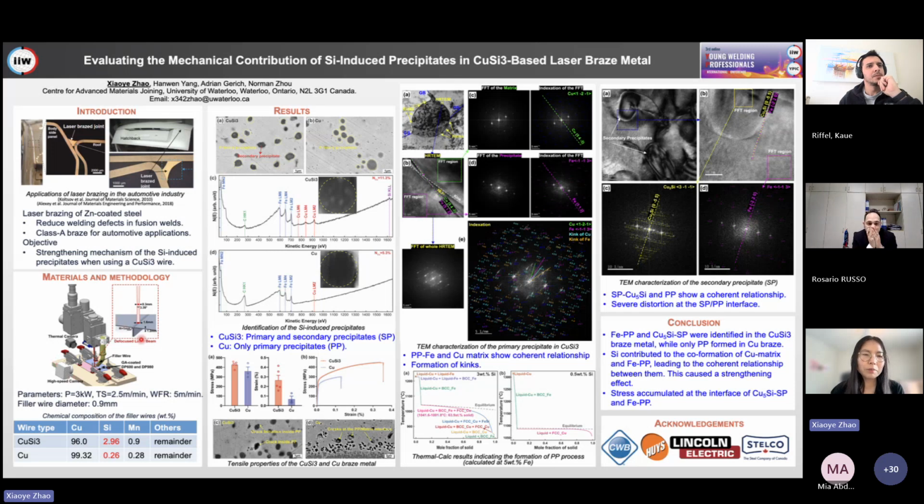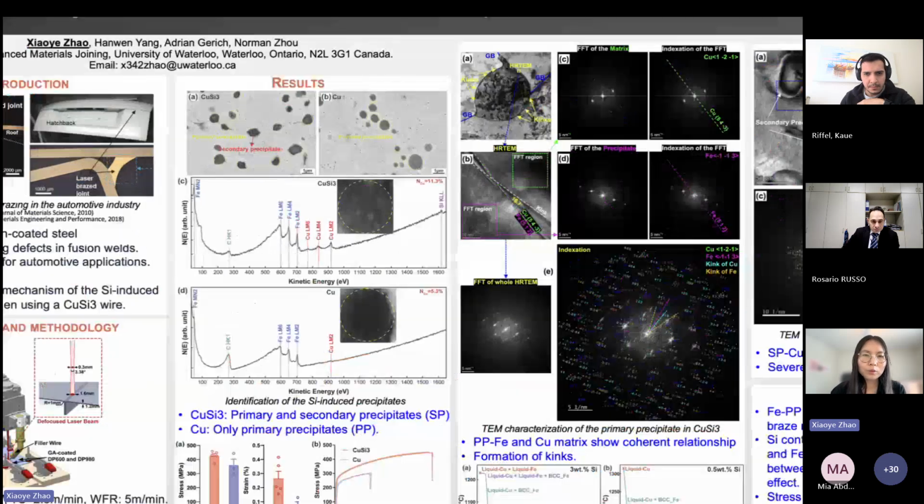So I have two L-shaped steel pieces, and the base metal is deposited in the middle of the steel. I use a copper silicon 3 wire, which contains about 3% of silicon. I also use a copper wire, which has little silicon, for comparison. So, the general results, let me zoom in.